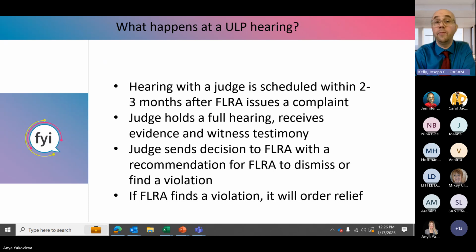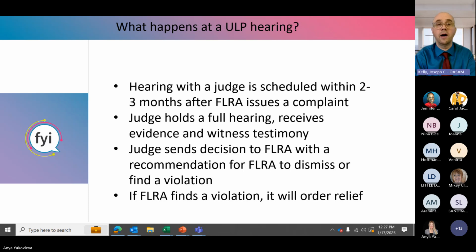Okay, so at a ULP hearing, the hearing with the judge, this is an administrative law judge. It's not the same judge you would go before if you were going to traffic court or federal court or some other kind of court system. The hearings are scheduled usually within two to three months after the FLRA issues a complaint on the ULP. The administrative law judge holds a full hearing. They receive evidence and they take witness testimony.